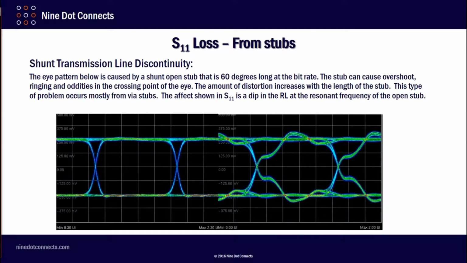A shunt transmission line discontinuity. The eye pattern below is caused by a shunt open stub that is 60 degrees long at a given bit rate. The stub can cause overshoot, ringing, and oddities in the crossing point of the eye. The amount of distortion increases with the length of the stub. This stub problem occurs mostly from via stubs, and we're going to talk more about this later on. The effect shown in S21 is a dip at the resonant frequency of that open stub.